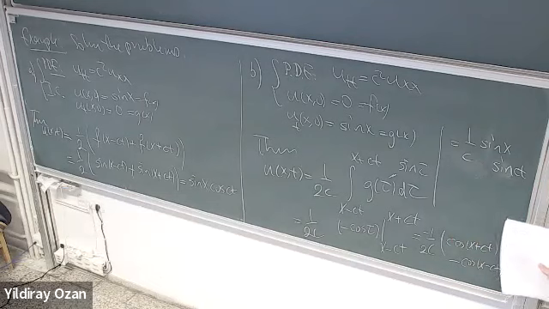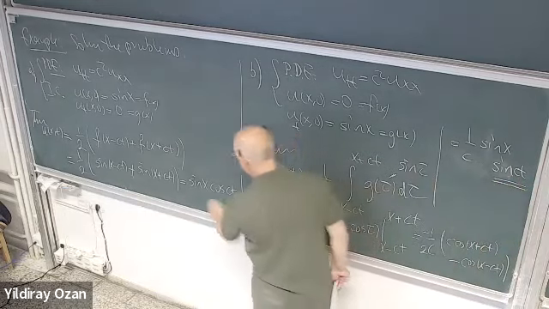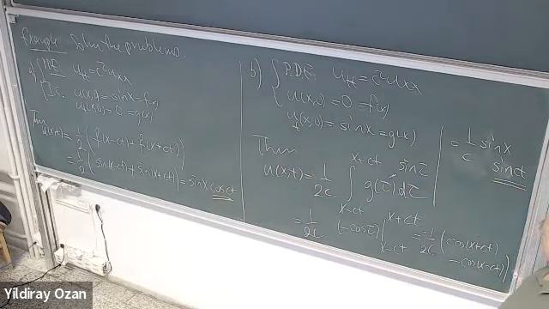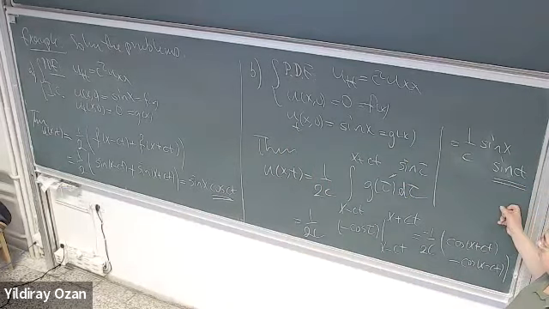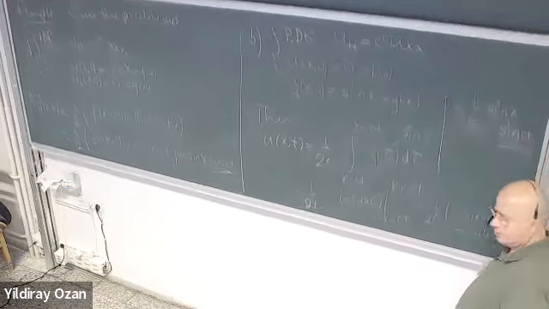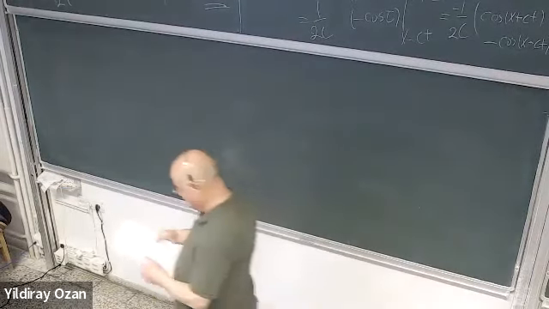So the two solutions are quite similar. The only difference is that we have sine ct and here we have cosine ct. And of course bunun t'ye göre türevini alırsak değil mi? Onu veriyor. Ya da onun türevini alırsak bunu veriyor.